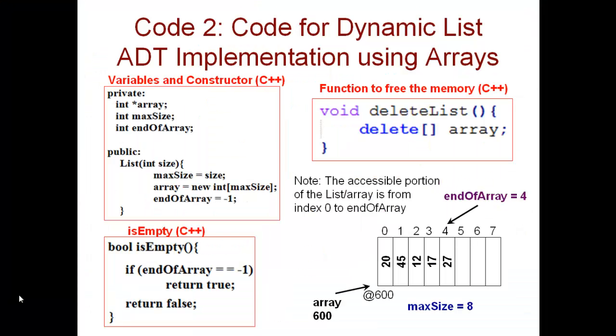So this array can at any time store 8 elements, but end of array is specified as 4. That means the index of the last element stored in the array is 4. It also means even though you have space for 8 elements in the array, what is called the accessible portion of the array is from index 0 to 4, because that's where the elements are filled up in the array. So I cannot read, say, the element at index 5 or element at index 6 or element at index 7 from this array, because those positions are not filled up.